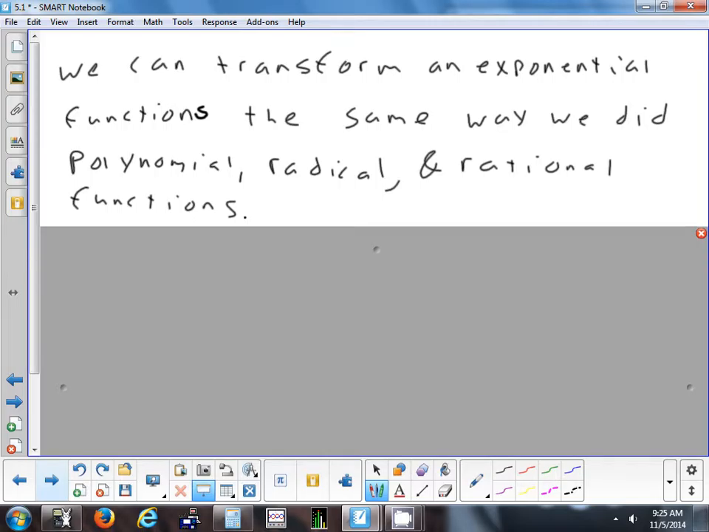So luckily, all the transformations you already know work exactly the same. Horizontal ones always do the opposite of what you would think. Plus is going to shift left, minus shifts right. And everything else we already learned, it's all the same.